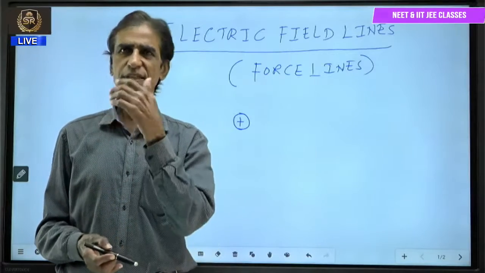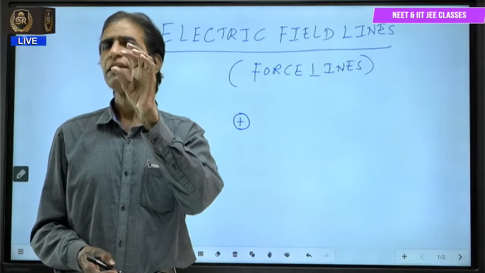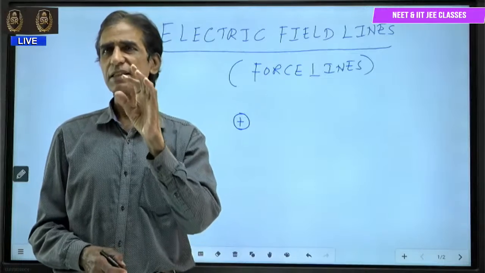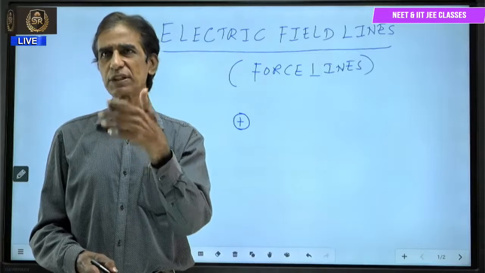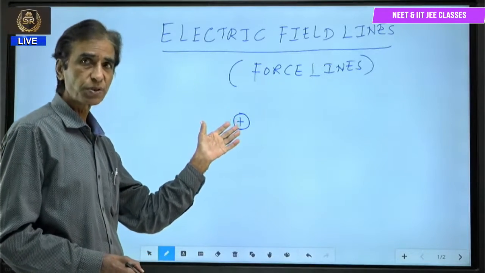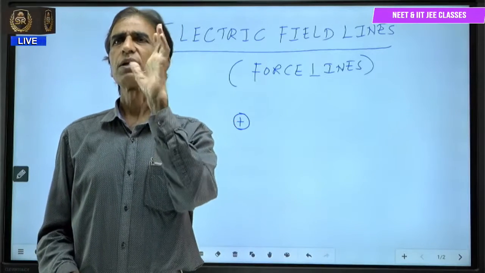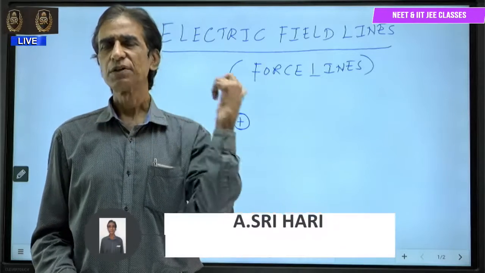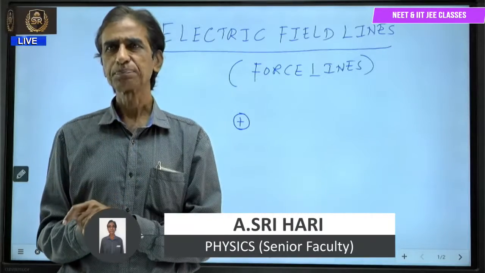Otherwise, every charge has its own field. But if the magnitude of that test charge increases, then the original field is going to be disturbed and we can't find the original field, that means the field due to this original positive charge. That is why a test charge is so small that it does not affect the electric field due to the original charge. That is the meaning of the test charge.